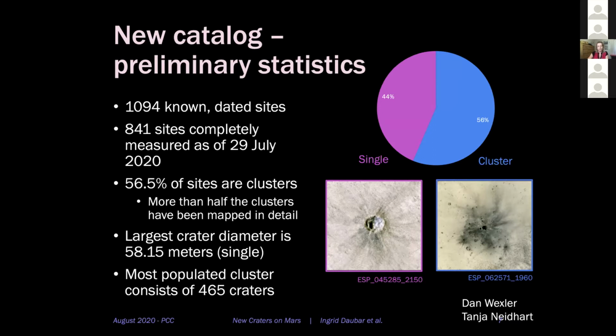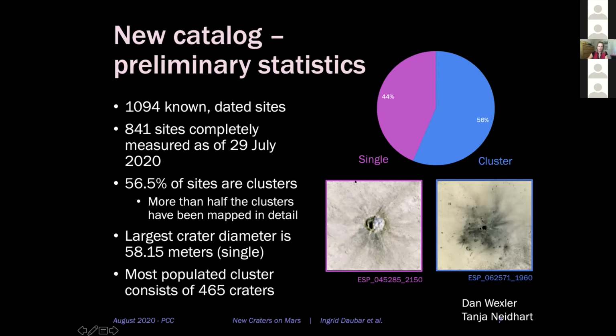A little more than half of them are clusters. This has been fairly consistent over time, that we find a little bit more than half is clusters. And more than half of those clusters have been mapped out in detail with the locations and diameters measured. The largest crater we found is almost 60 meters in diameter, which probably sounds really small to most of you, but it's really exciting to us because most of them are, you know, just a few meters in diameter. And that's this one you can see here in the purple outline.